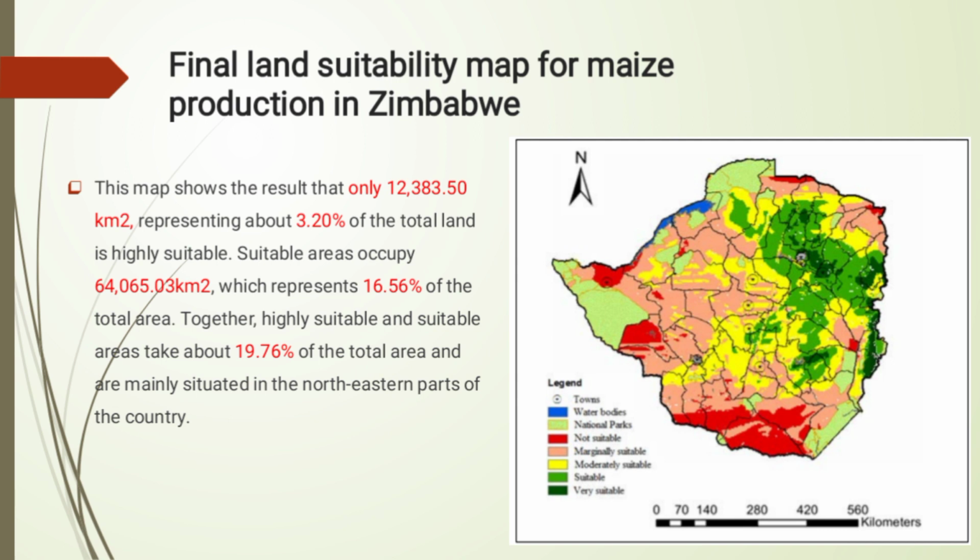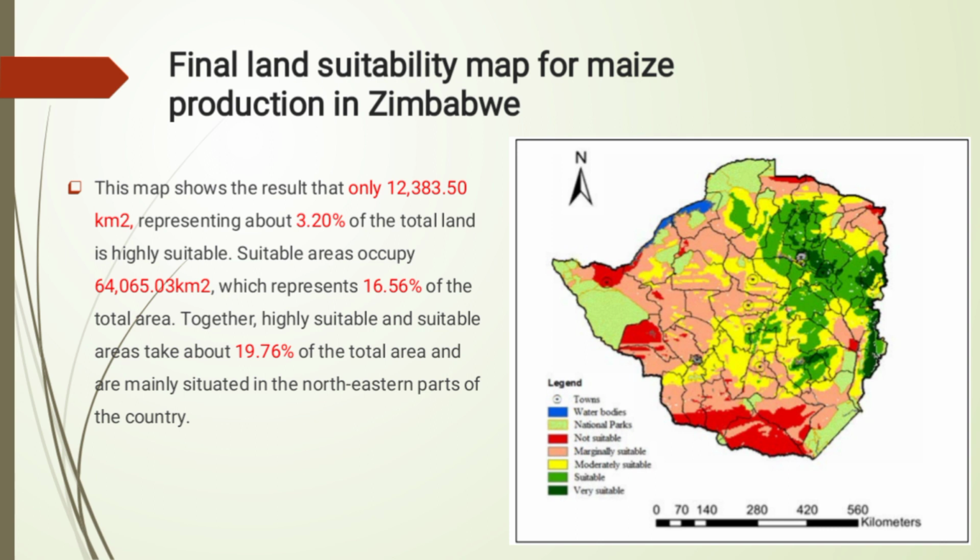Final land suitability map for maize production in Zimbabwe. This map shows the result that only 12,383.50 km², representing about 3.20% of the total land, is highly suitable. Suitable areas occupy 64,065.3 km², which represents 16.56% of the total area.